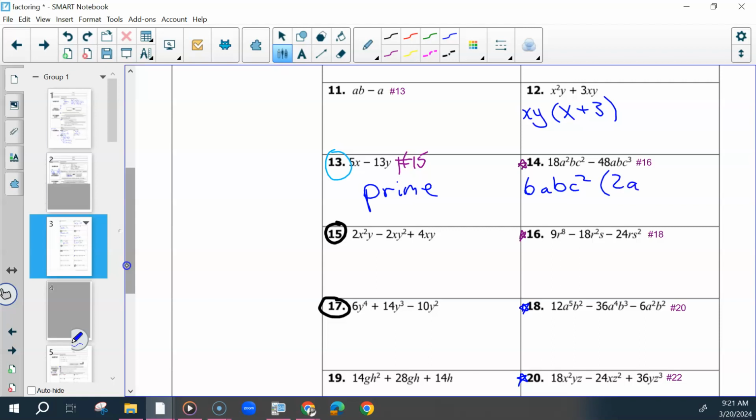Two a minus what was the rest of that? 8c. 3a. Yeah.